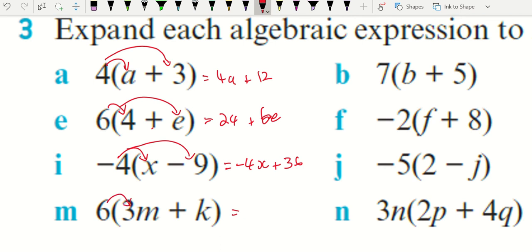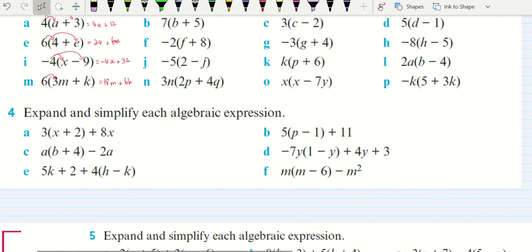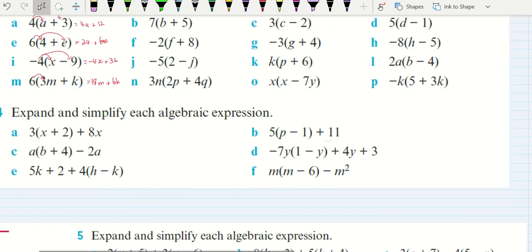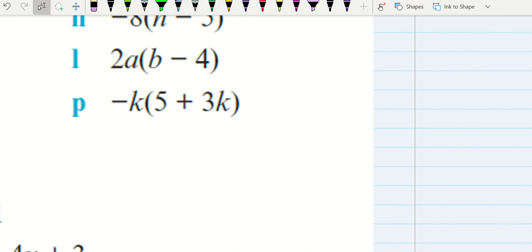We've got 6 times 3m. So I need to multiply the coefficients first. 6 3s are 18. And then I put an m. Then I carry that plus through. And then it's just 6 times k, which is 6k. You should be working on some of the other columns here too. I'll just have a look over at P, because that's probably one of the harder ones.